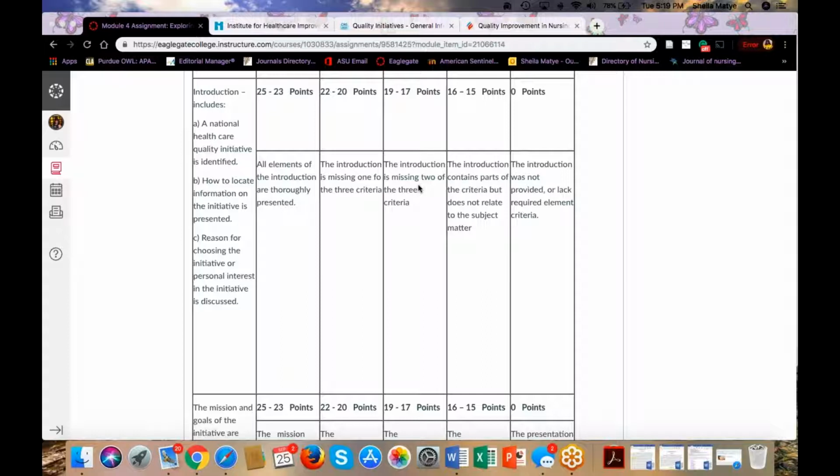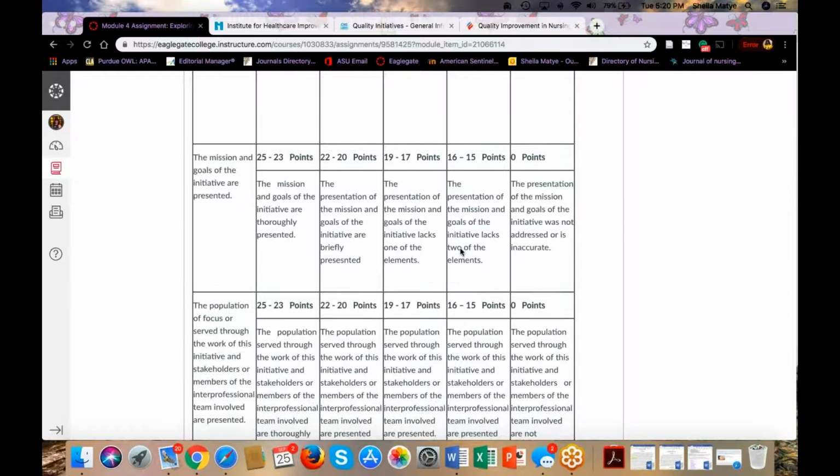How can I differentiate between 19 and 17? I don't know. I can't differentiate. So when we have these ranges, you will see that I will tend to give more of the higher range. Okay. Now let's say you didn't talk about anything under the introduction, you would get 0 points. Okay.